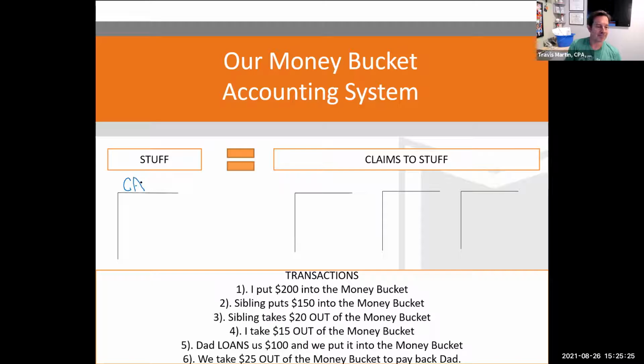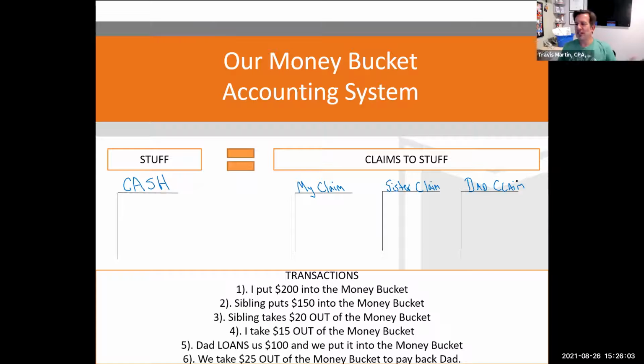On the stuff side, I got that cash bucket, nothing else but that. On the claim side, I've got my claim. I've got my sister's claim. And now I've got a new one. I've got Dad involved. Dad now has a claim. But he's not an owner. He does not own the bucket. He may own the roof over the bucket. He doesn't own the bucket.